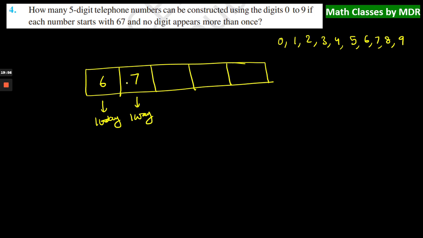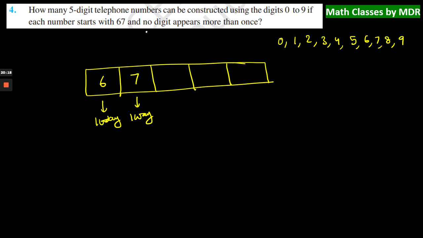No other number can come in here because each number should start with 6, 7. So these two places are fixed, so we cannot alter them, right? Now we have to check the possibilities for the three-digit number here. For that, how many numbers are available? Already we have 6 and 7 here, right?